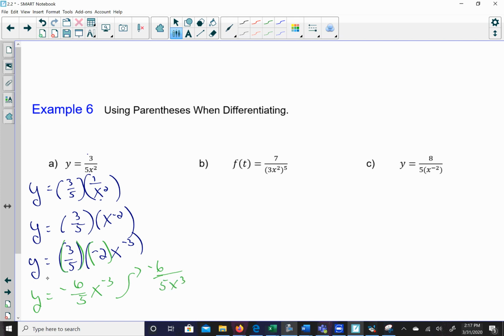And then this is the derivative. So I should have had that notation for a derivative. And that's my final answer. Okay, doing the next one.